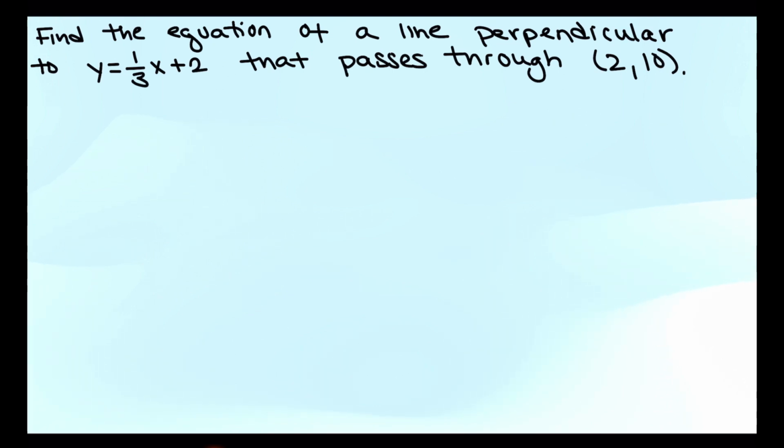Here's another one. Find the equation of a line perpendicular to y equals 1/3 x plus 2 that passes through the point (2, 10). So this is kind of similar to the problem we've just done. We want to find the equation of a line, so I'm going to use that point-slope form. That means I need to know the slope, and I need to know a point. The point is given to me, that's (2, 10).